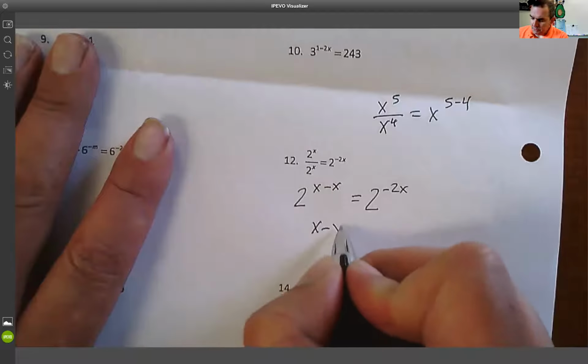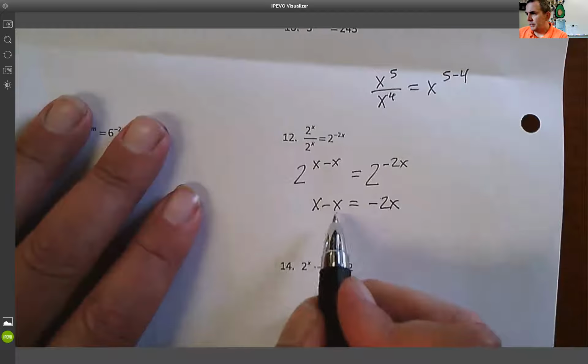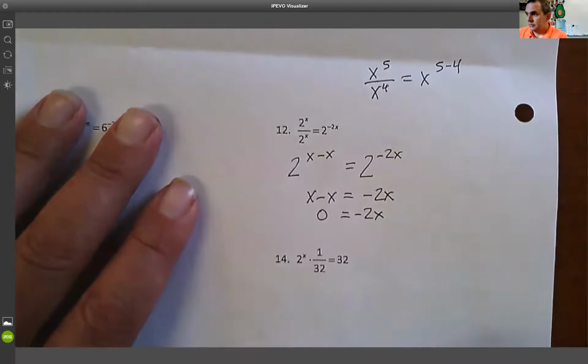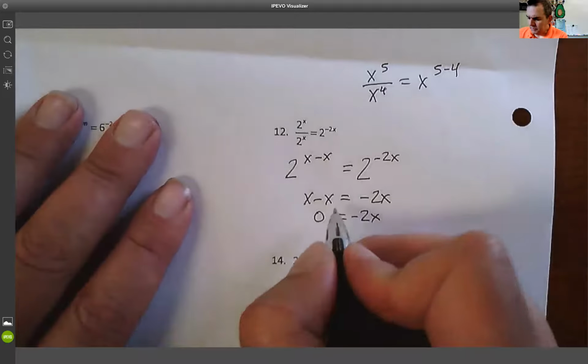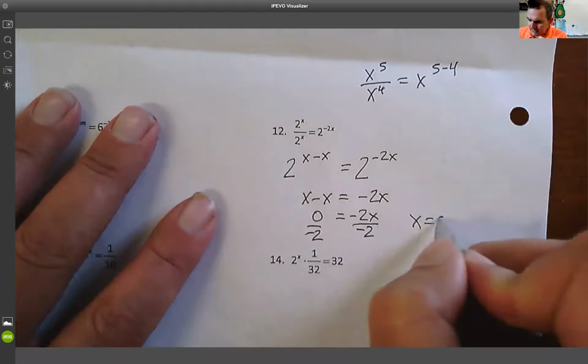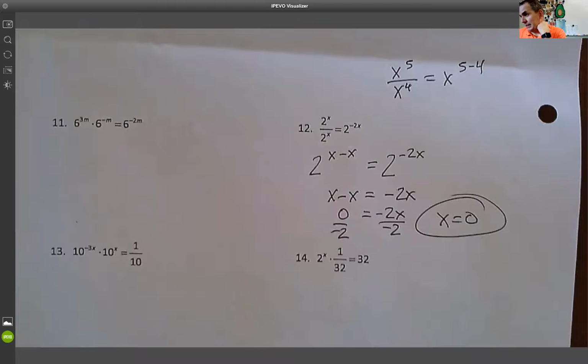Set the two exponents equal to one another. This is a little bit of a special case. x minus x gives me 0 equals negative 2x. The only way that negative 2x can equal 0, divide by negative 2, divide by negative 2, x has got to be 0. In this case, the only way that would be a true statement is if I had put 0 for that.